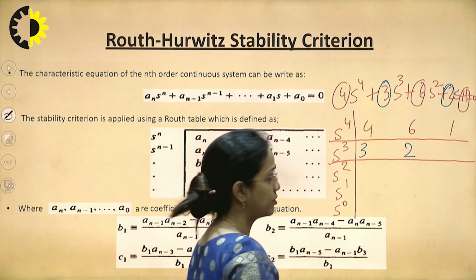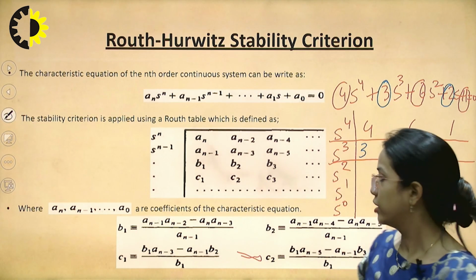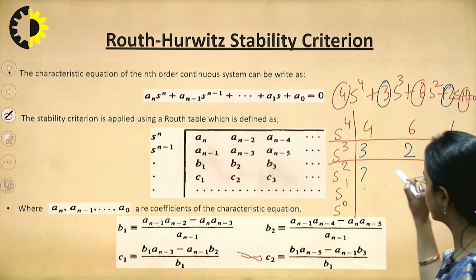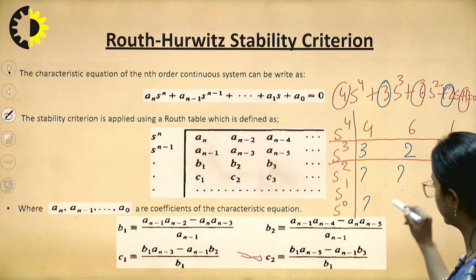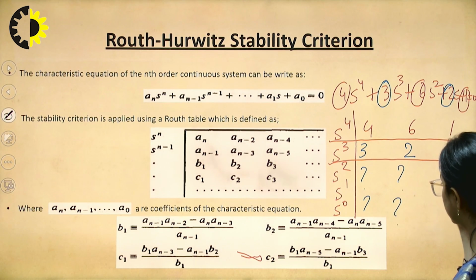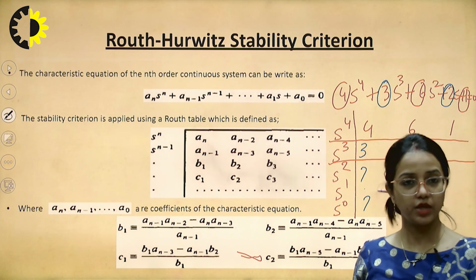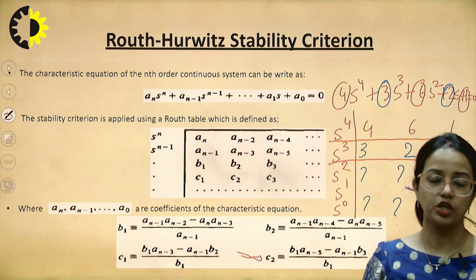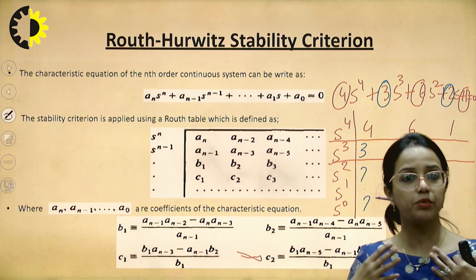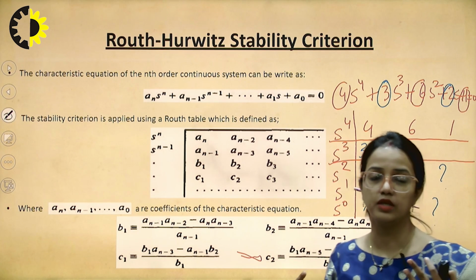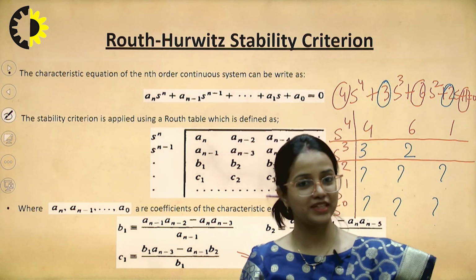So this is the table. How the complete table can be filled and framed, and then how we can predict stability, we will study in my next lecture. We will study and solve a complete numerical on Routh-Hurwitz stability criteria in my next lecture. Thank you.